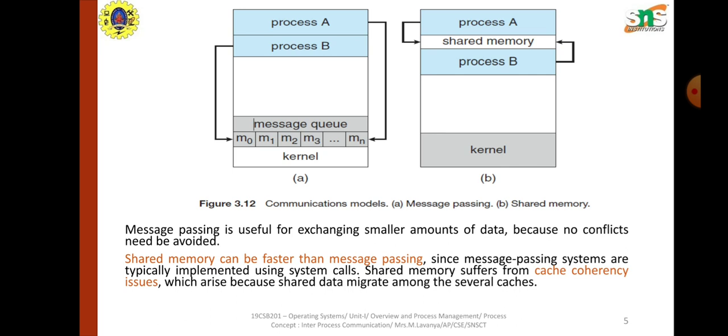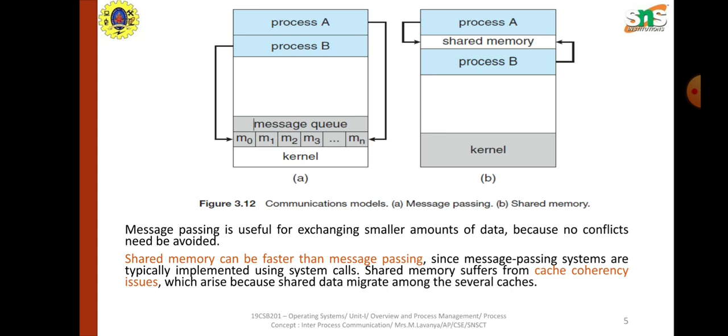Message passing is useful for exchanging only a small amount of data, because if the data is large, there will be more conflicts in sending and receiving messages between the processes involved in the inter-process communication. In this situation, if there is a large amount of data, shared memory will be useful.